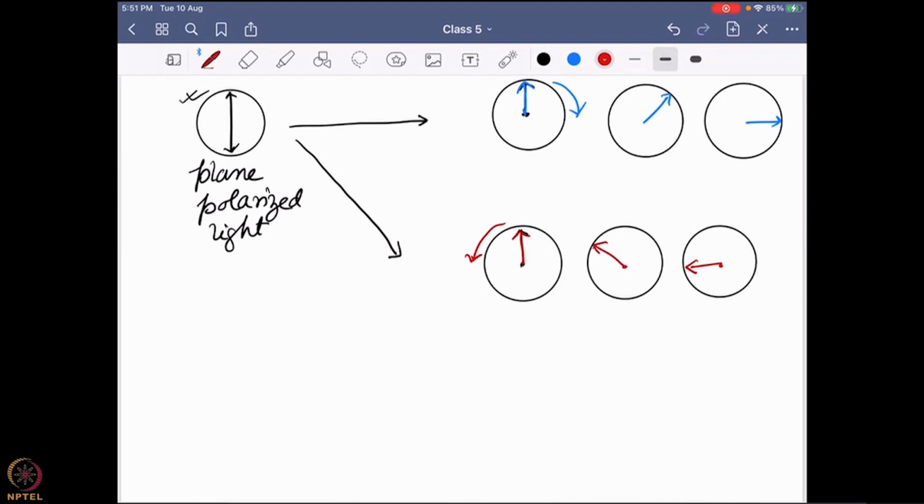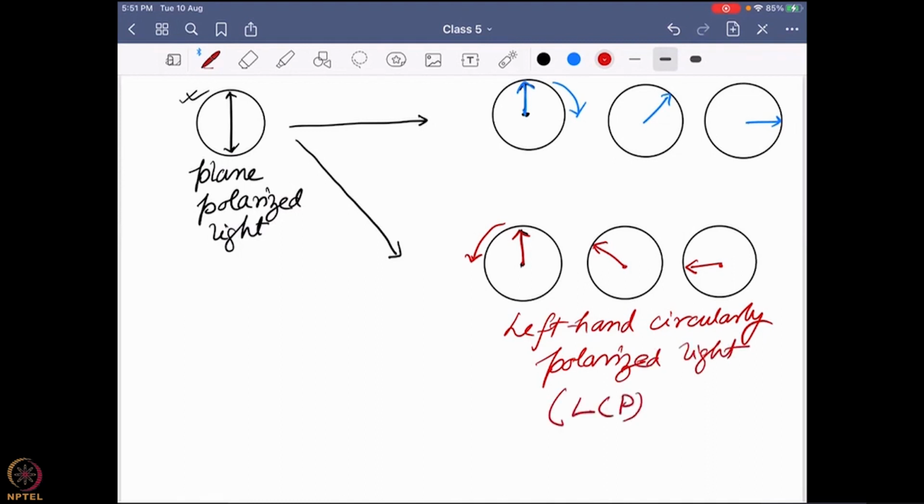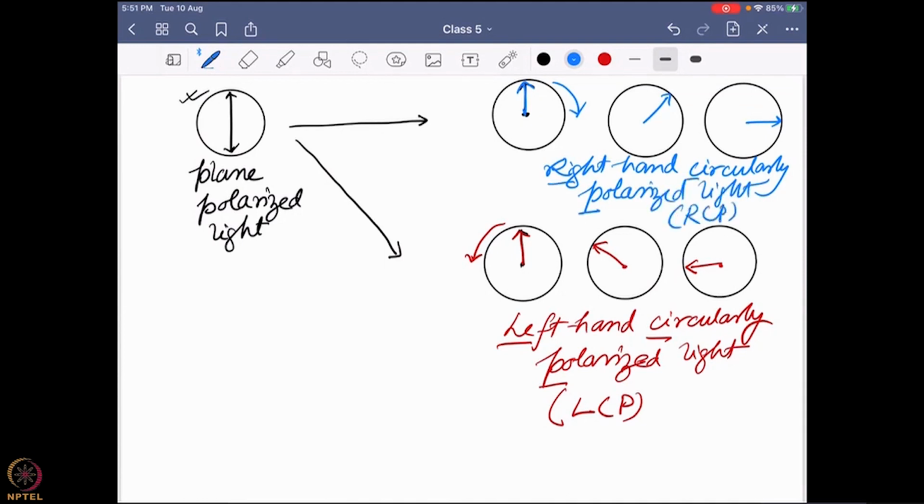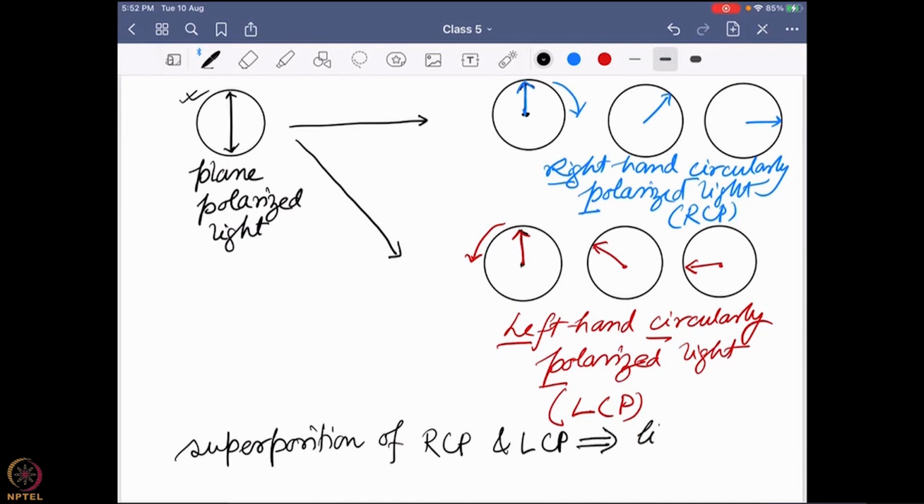And over here you can see this light is rotating on the left hand side. So this is called the left hand circularly polarized light. Sometimes the hand is taken out, so it is known as LCP. And this one, on the other hand, is known as the right hand circularly polarized light, or RCP. And this superposition of RCP and LCP is going to provide you a linearly polarized light.